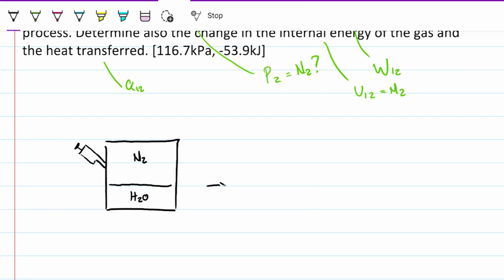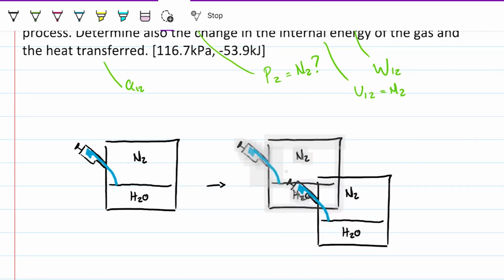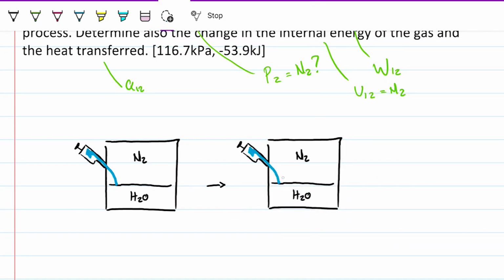Then what we're going to do is use this syringe to put more water into the system, right? And when we do that, we will increase the amount of water. So maybe water comes to this level now. Okay, so that's what the problem statement is telling us.